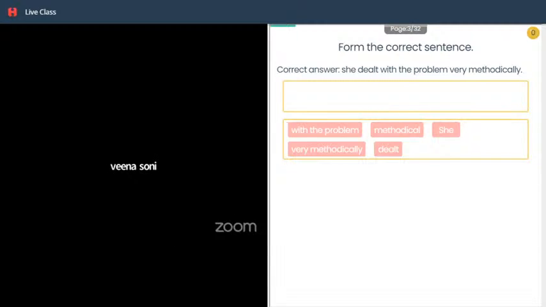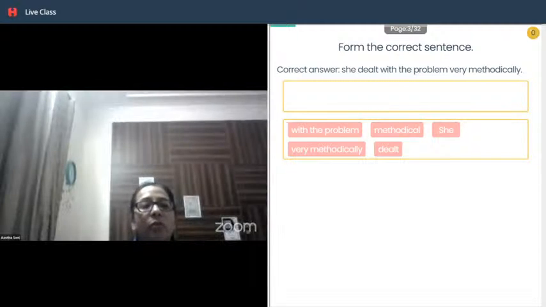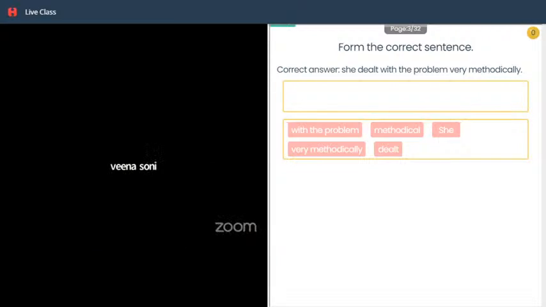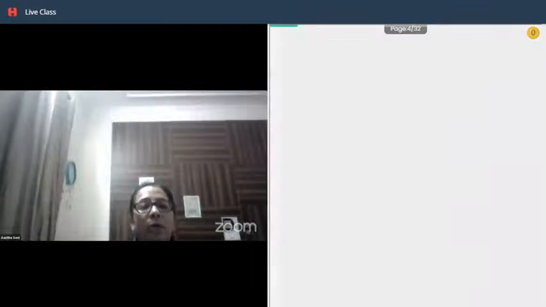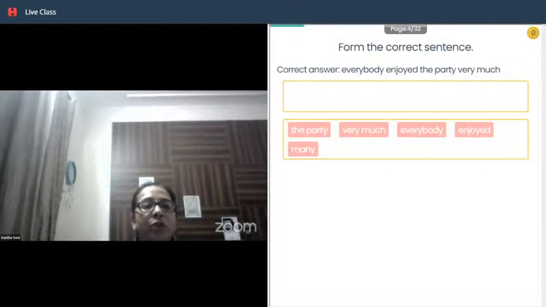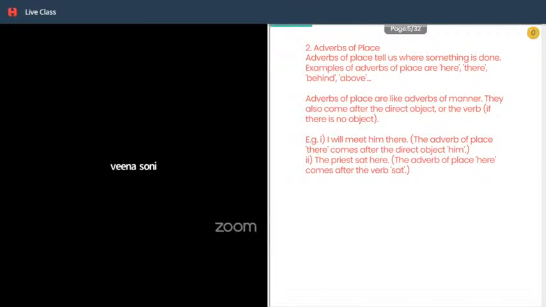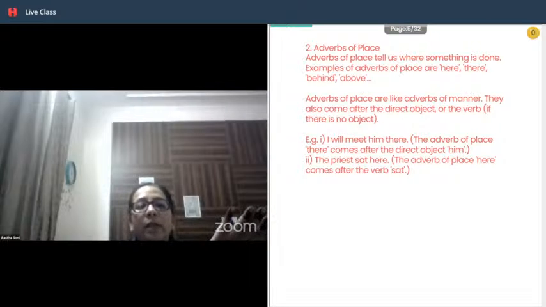She painted the wall beautifully. Okay, next you can do it. "She dealt with the problem very methodically." Which one will we take? Very methodically. Correct answer there. Let's try this: "Everybody enjoyed the party very much." So very much, not many. How will we start? Everybody enjoyed the party very much. Very good. Great, thank you for trying that.